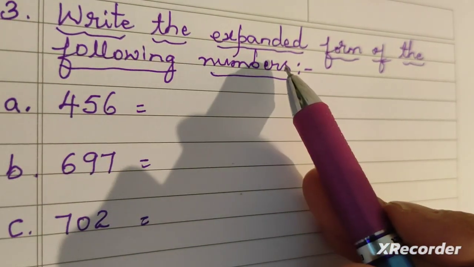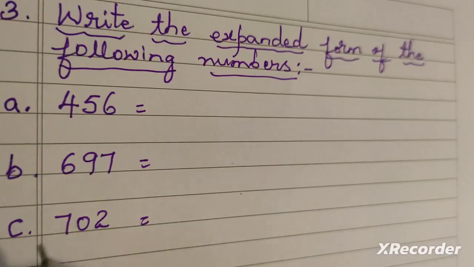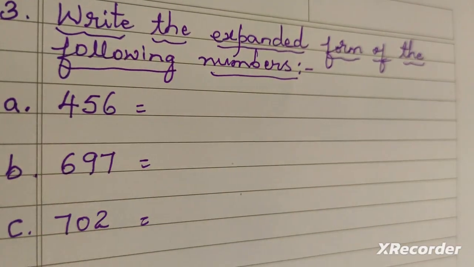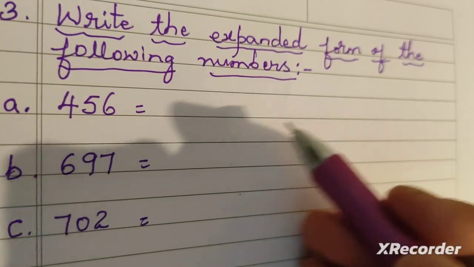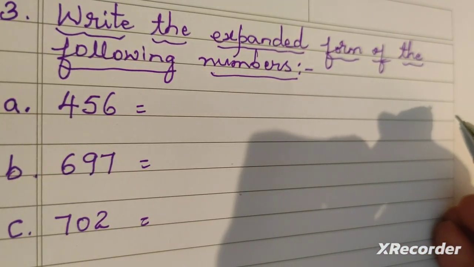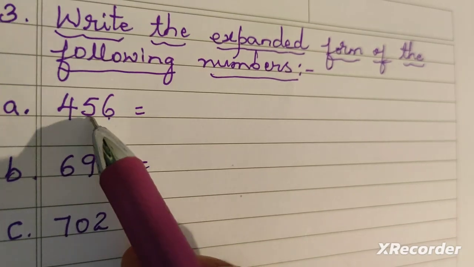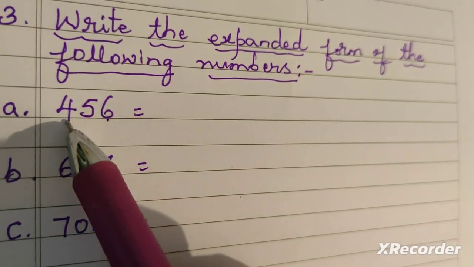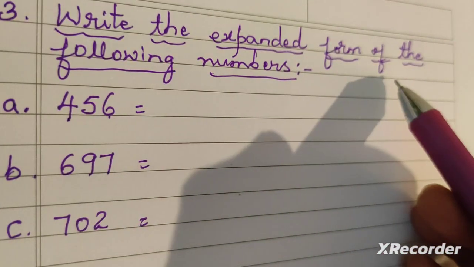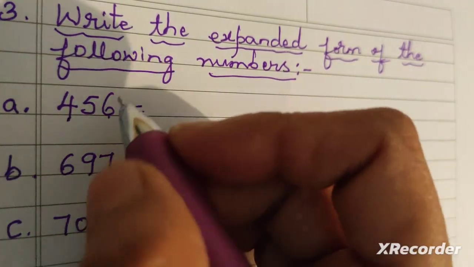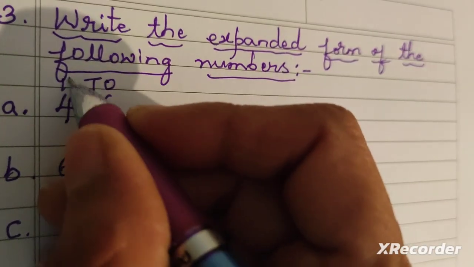Write the expanded form of the following numbers. See, these are just numbers, that's all. But you have to split the place value and write. You should know 6 is in which place, 5 is in which place, and 4 is in which place. So that is called expanded form. Now, ones, tens, hundreds.